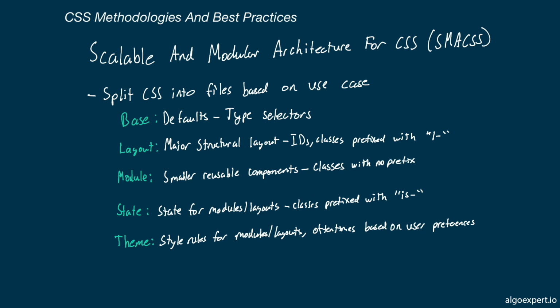These are generally all class selectors, with the name of the component it is selecting, and no prefixes. Then next, we have the state file, which contains selectors for specific states, such as disabled elements. Usually this will just be more classes, and they will be prefixed with the word is and a dash. So for example, we could have is-selected or is-disabled as classes.